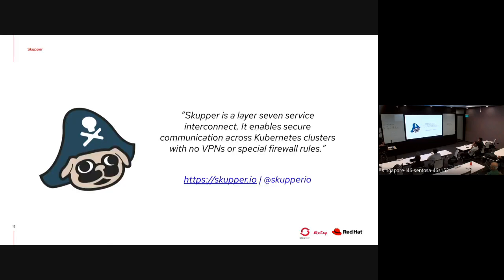But a more interesting and much simpler way is Skupper, right? So what exactly is Skupper? Skupper is actually a layer 7 service, and it enables secure communication across your applications on different Kubernetes platforms, right? You don't have to have any additional VPN or firewall rules, but at the same time, the security is upheld, right? So the keyword here is layer 7 service, which I'll explain in the next few slides.